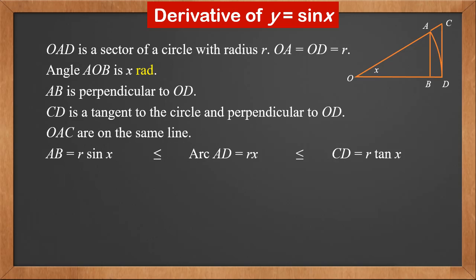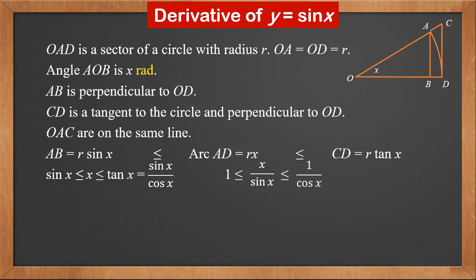From the diagram, we know AB is less than or equal to AD, and AD is less than or equal to CD. We can cancel the r in the inequality. So we have, sin x less than or equal to x, less than or equal to tangent x.